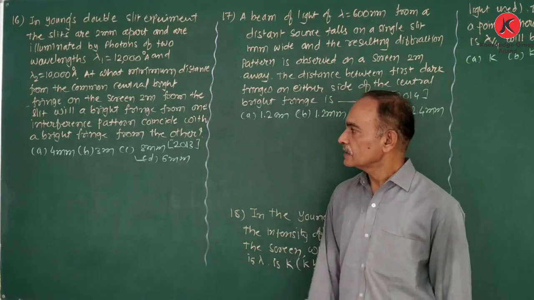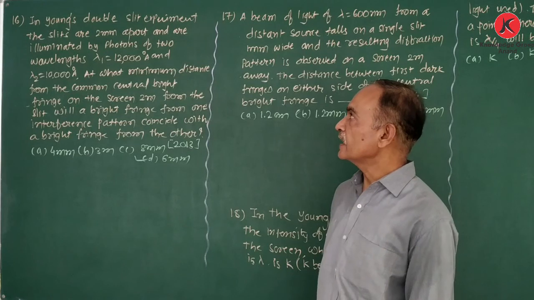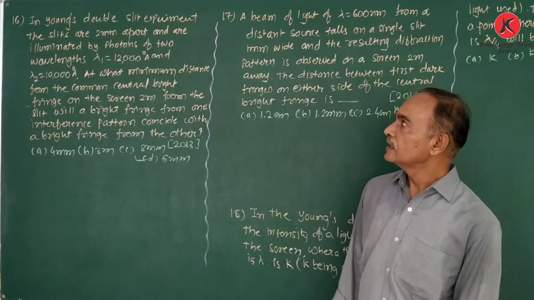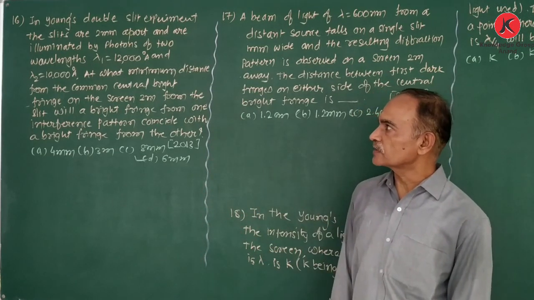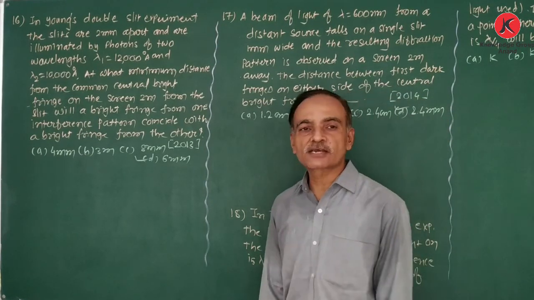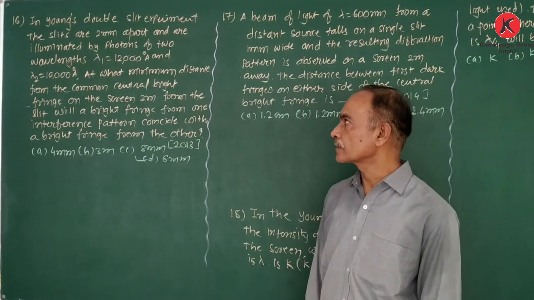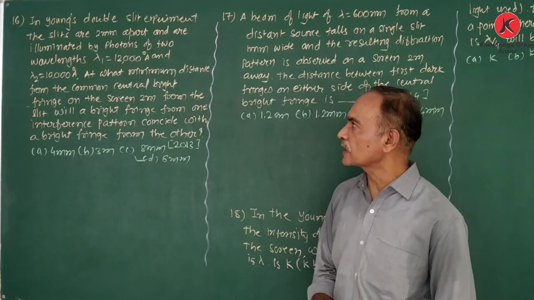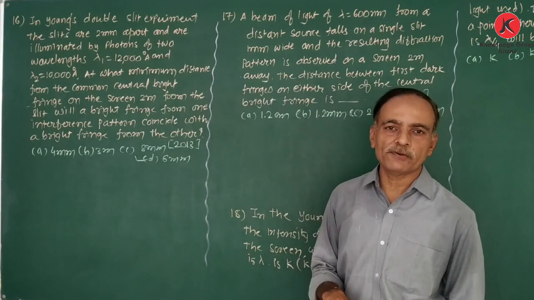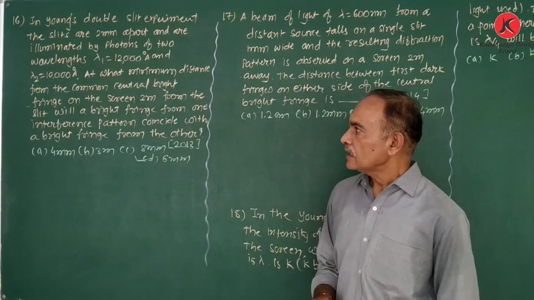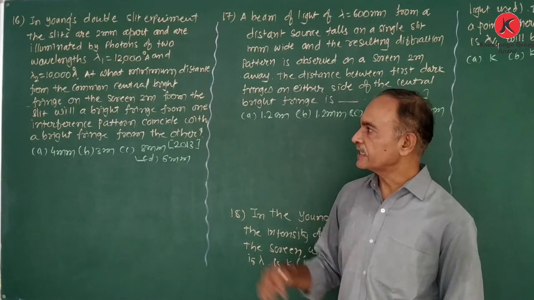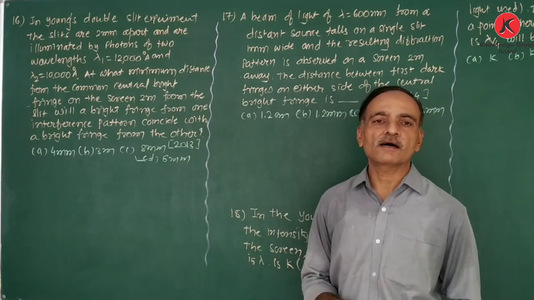Okay, now the next numerical that was asked in 2013. In Young's double slit experiment, the slits are 2 mm apart and are illuminated by photons of two wavelengths, lambda 1 is equal to 12,000 angstrom and lambda 2 is equal to 10,000 angstrom. At what minimum distance from the common central band do the fringes coincide on the screen? The screen is 2 meters away from the slit. Will a bright fringe from one interference pattern coincide with a bright fringe from the other?